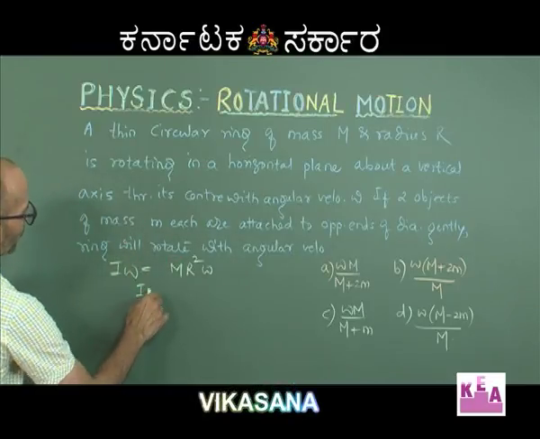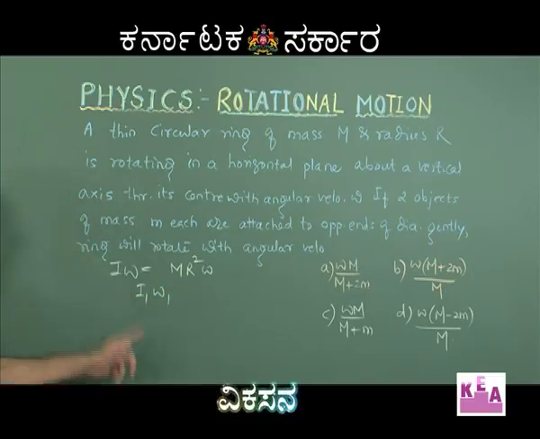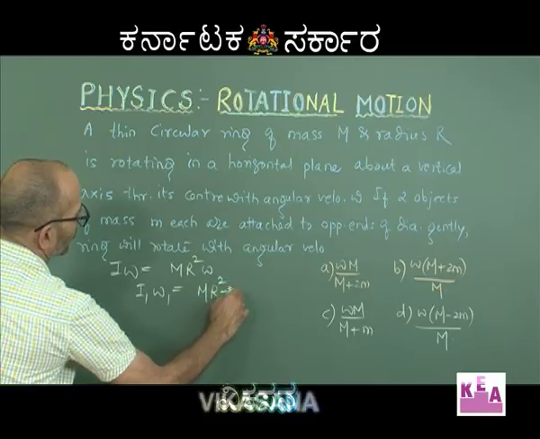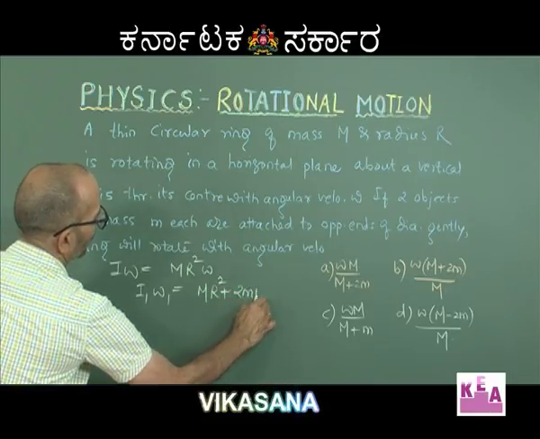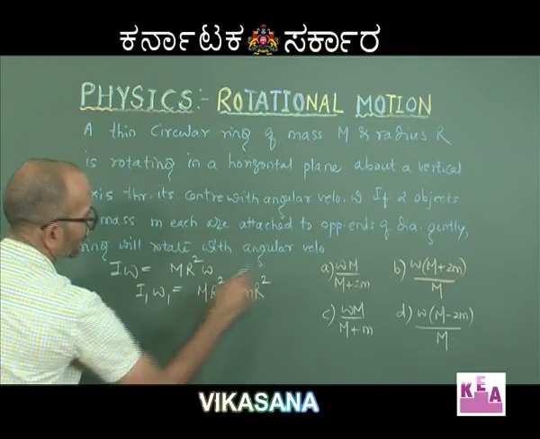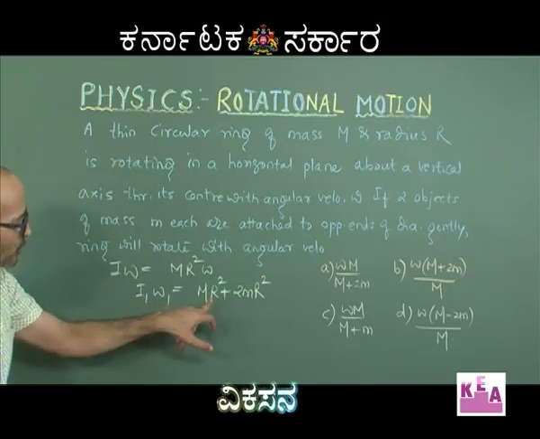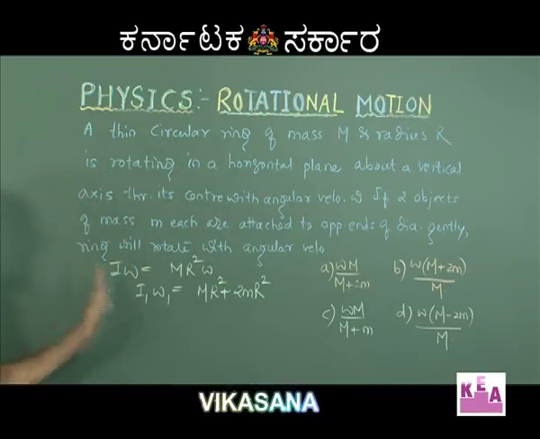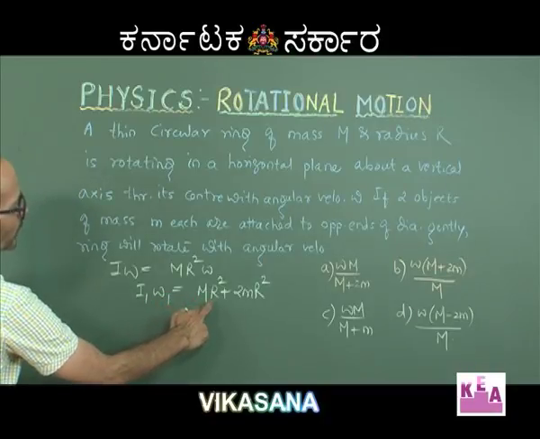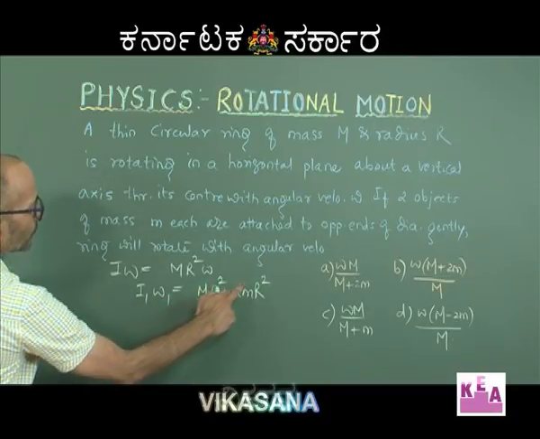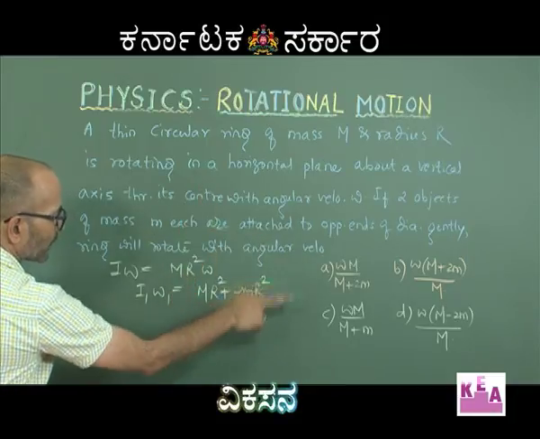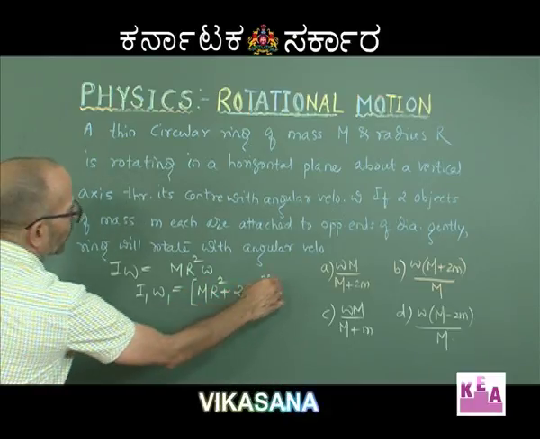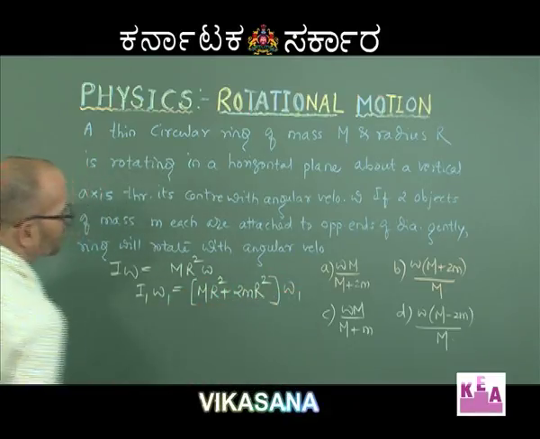I will write the new moment of inertia into the new angular velocity, that is the new angular momentum, as I1 omega 1. I1 is nothing but MR square plus those two masses which you have added at the diametrically opposite corners. See, I am writing the moment of inertia about the axis about which your original ring was rotating. I have not changed that axis. So, MR square is the moment of inertia of the ring about that axis, and small mR square for one of the masses, another small mR square for the other mass. So, totally it makes (M plus 2m) R square into omega 1.